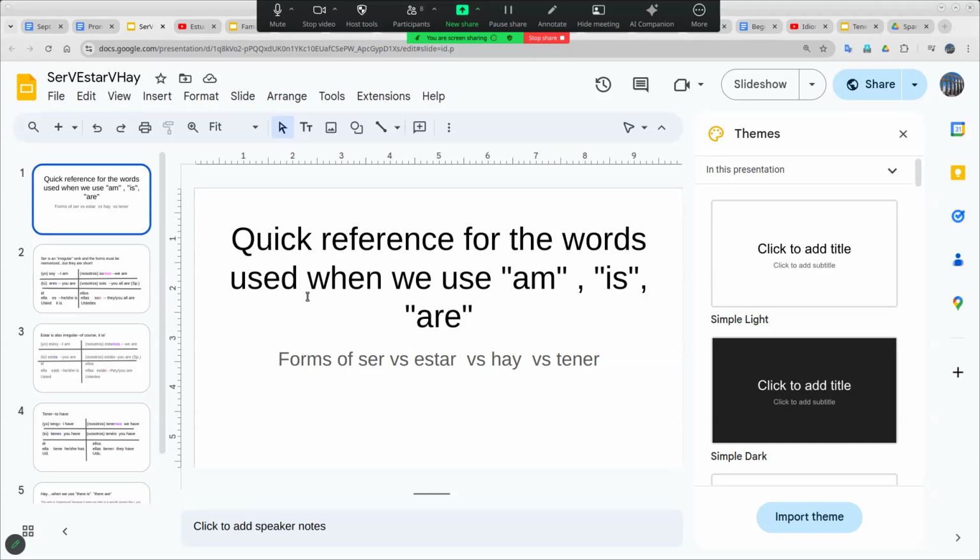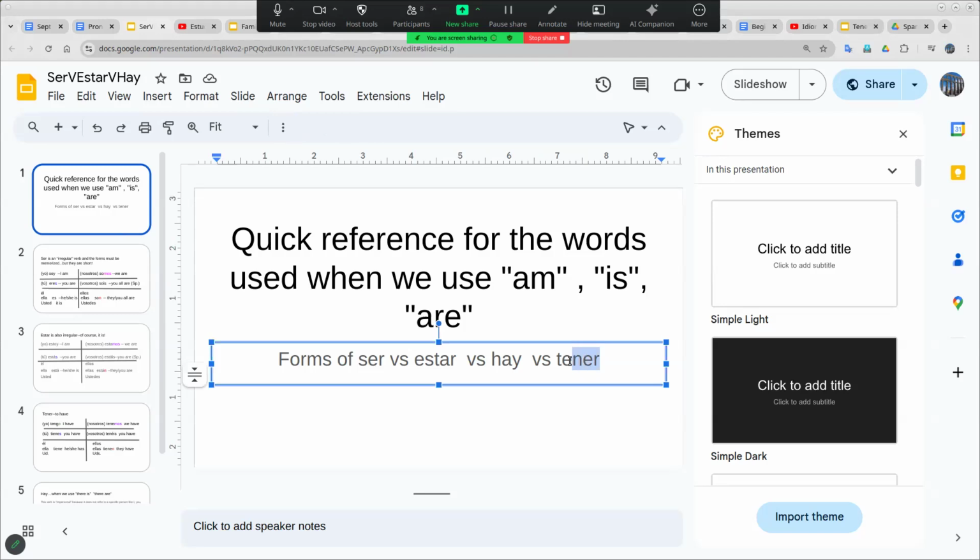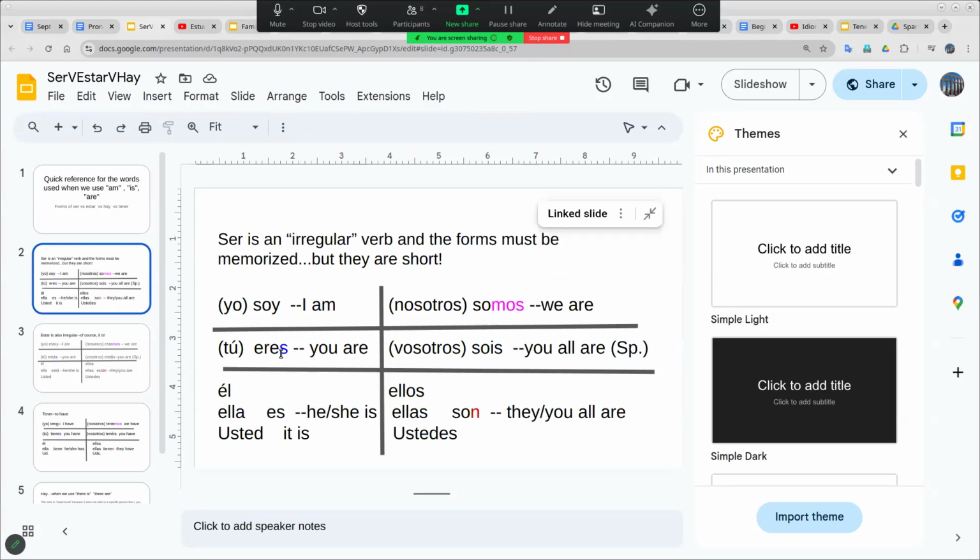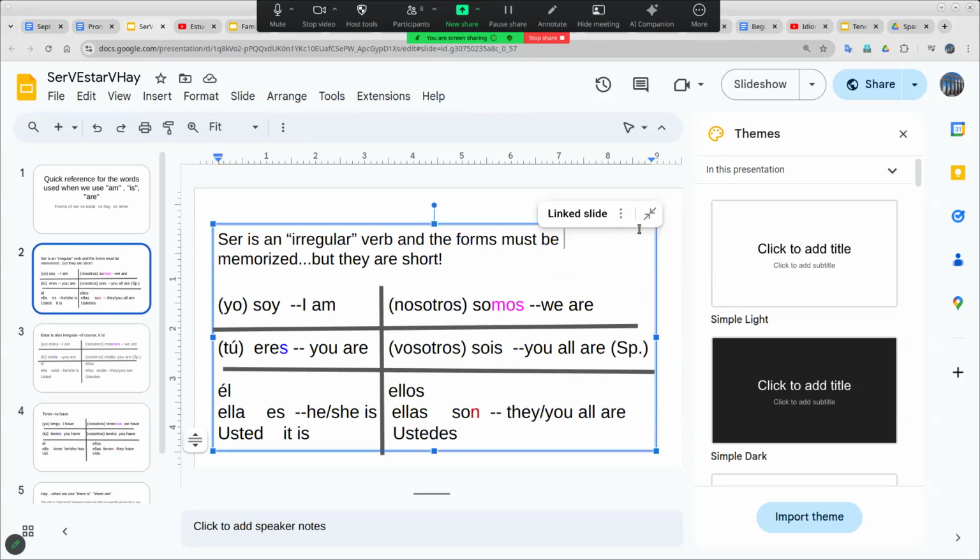So here we go. Here's your quick reference. I'm going to send this in the email after class. Sometimes even the verb tener, which doesn't technically mean am, is, are, is used in these situations. But here are the three big ones you're going to hear a lot. Forms of ser, versus forms of estar, versus hay, and there it's just that I. So this is just your reference to remind you what the forms of each verb are.